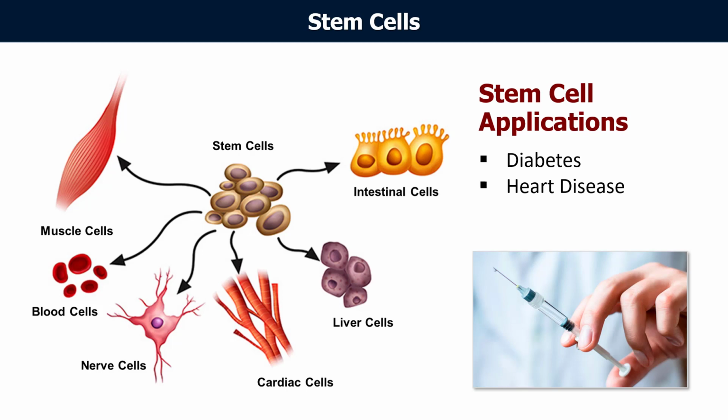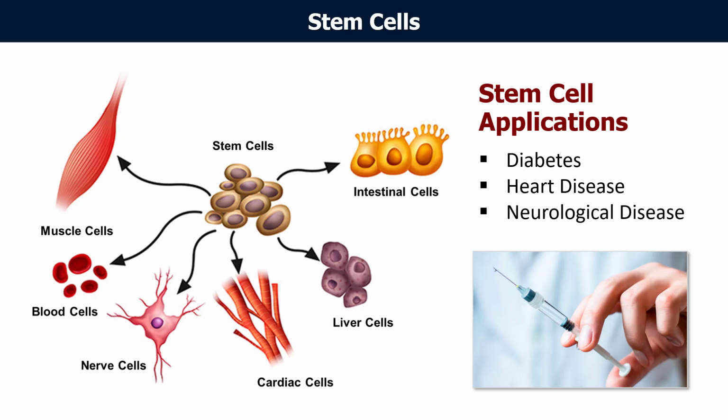We could do something similar with heart disease. If heart cells have died off because of heart attacks, we could inject stem cells into the heart and let those stem cells differentiate into heart cells. We could even initiate the differentiation in the culture dish before we inject them. But the idea is to inject these stem cells into the heart and they can grow into new healthy heart tissue to replace the damaged tissue.